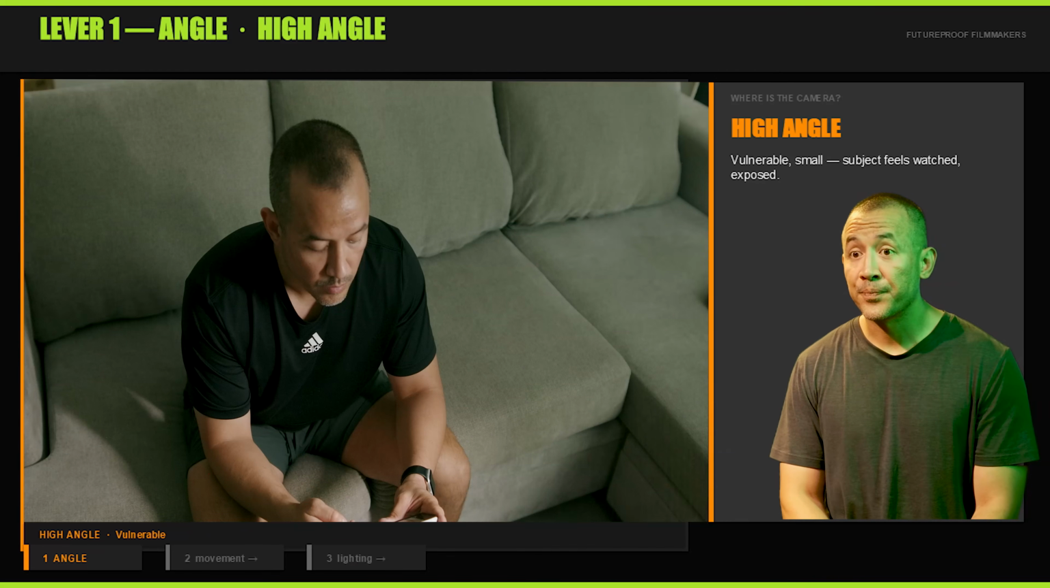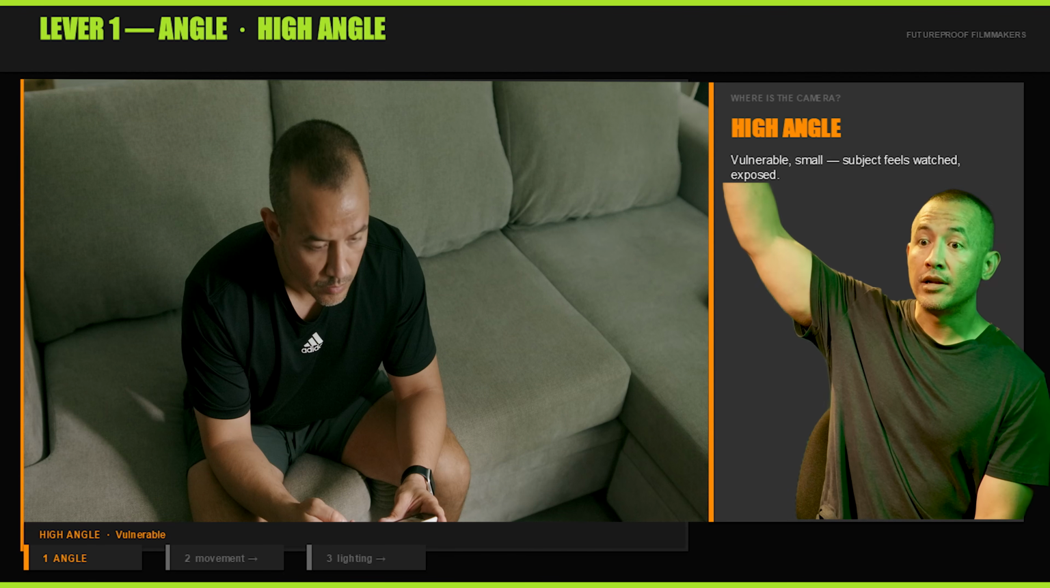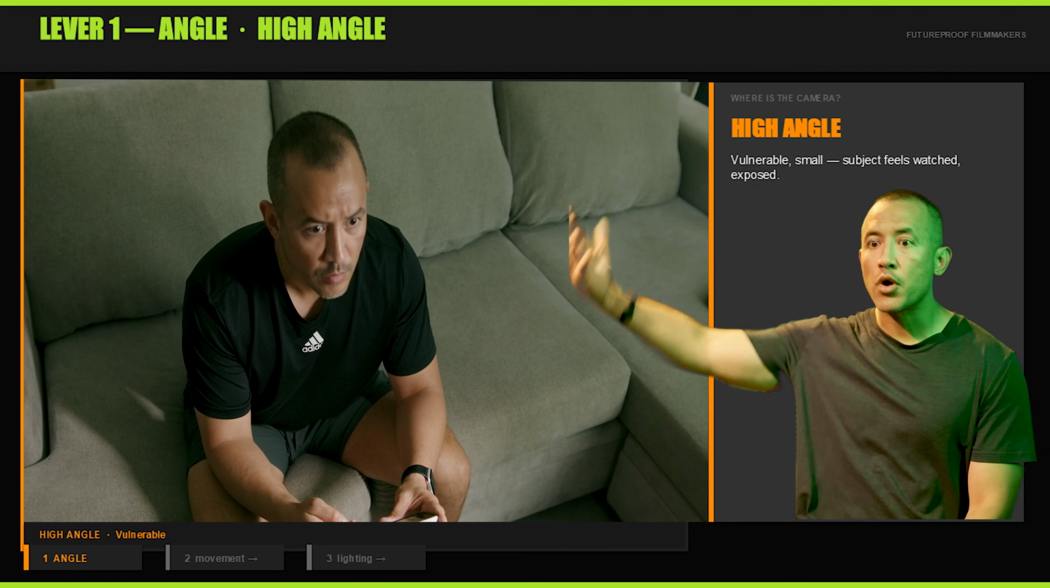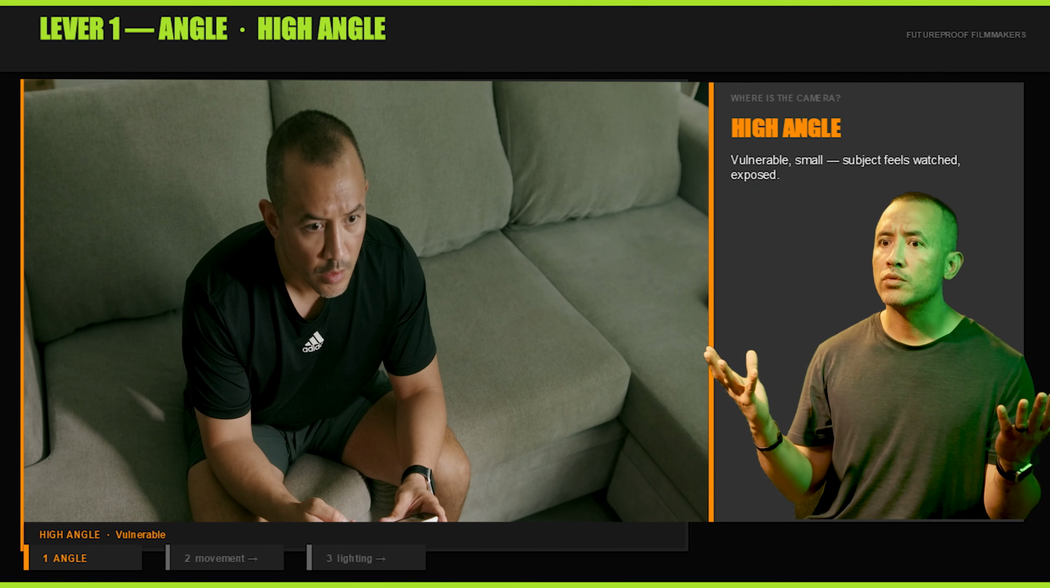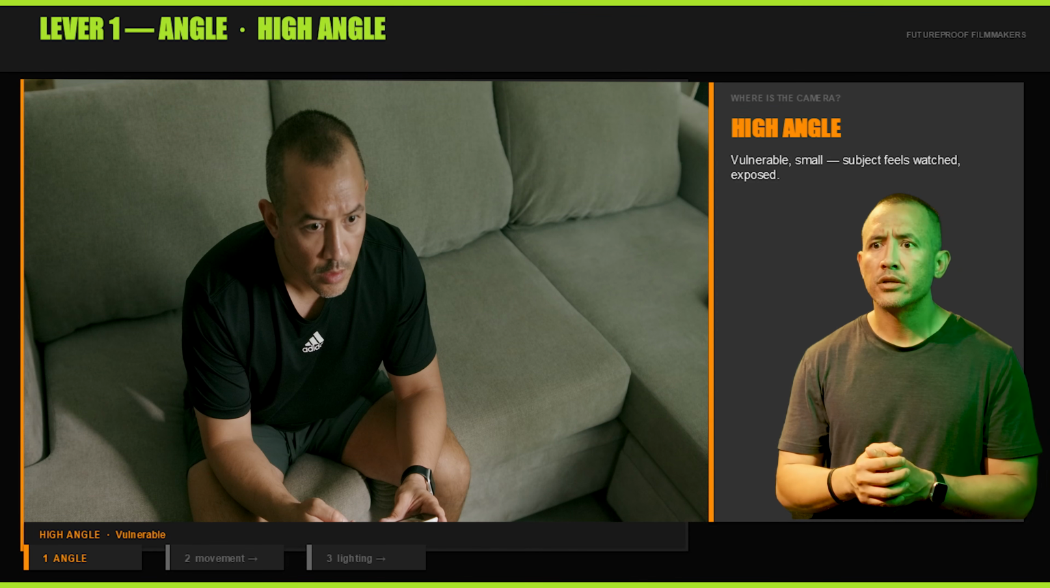The third and final camera angle is, well, you guessed it, the high angle. Camera's above, looking down. Same person, but now they feel small, watched, exposed, vulnerable, like they're being observed by something they can't see. You didn't change the person, you moved the camera 6 inches each way. That's it. That takes us into lever number 2. How does the camera move?